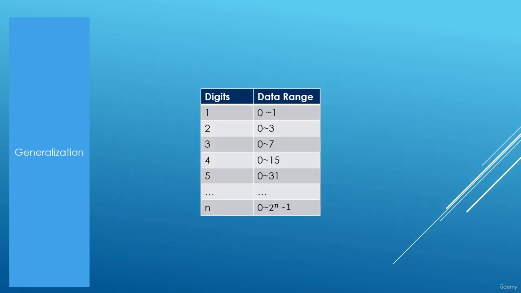So if we want to generalize what we have talked about in the last slides, if you have 1 digit, you can really represent 2 states, 0 and 1. If you have 3 digits, you can represent numbers between 0 and 7. And you can go all the way down. And if we generalize this in a mathematical formula, we can say that if we have n digits, we're going to be able to represent between 0 and 2 to the power of n minus 1. And if you try to plug in any number of digits, you're going to see that this formula works.